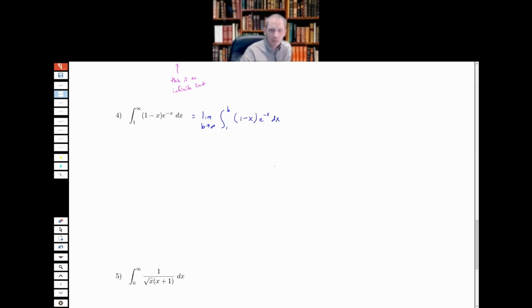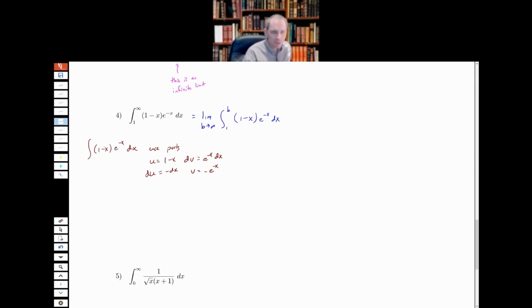Okay, and then I need to integrate this, so I'm going to do that separately because I have a multiplication and I think that I'm going to need integration by parts. So for the integral of 1 minus x e to the negative x dx, we're going to use parts, where my u is 1 minus x and my dv is e to the negative x dx. So du is negative dx, and v is negative e to the negative x. Oops, no dx there.